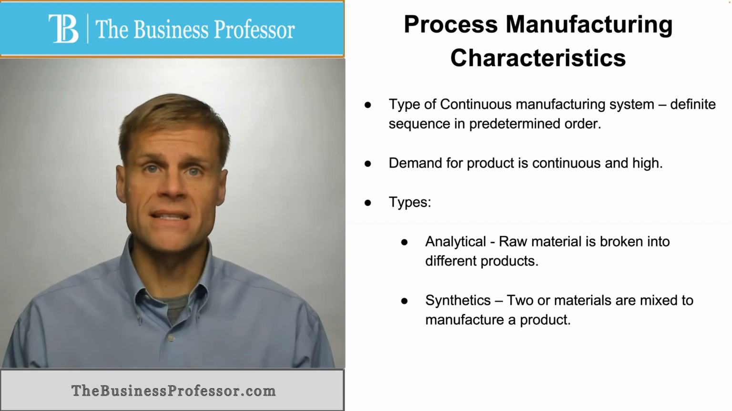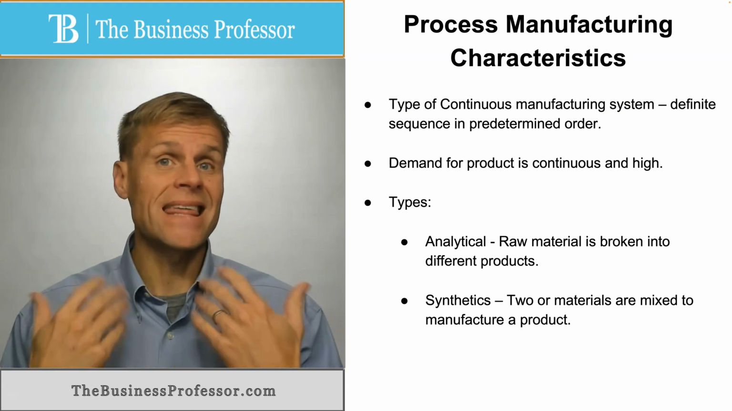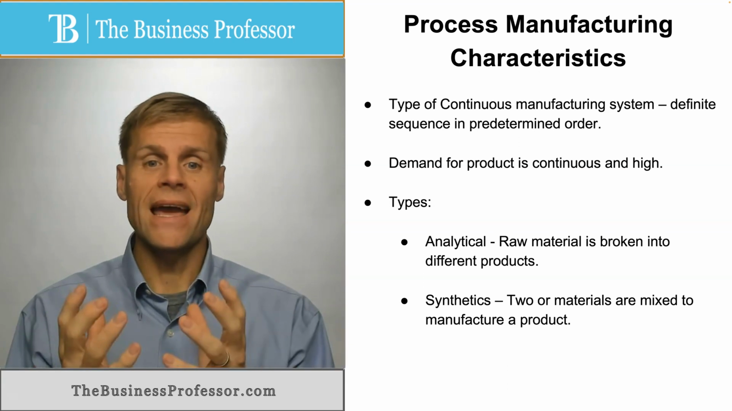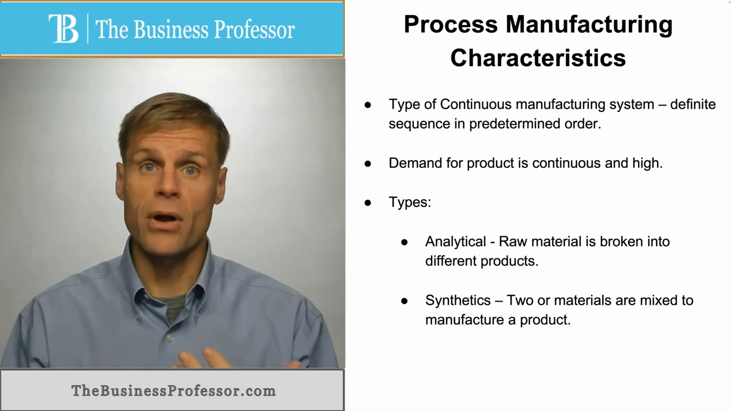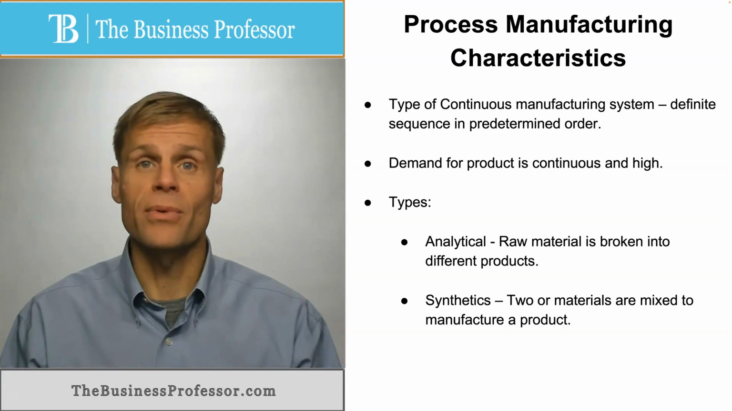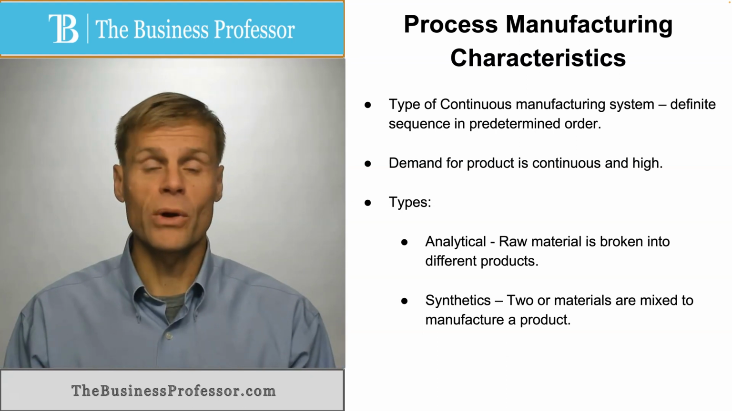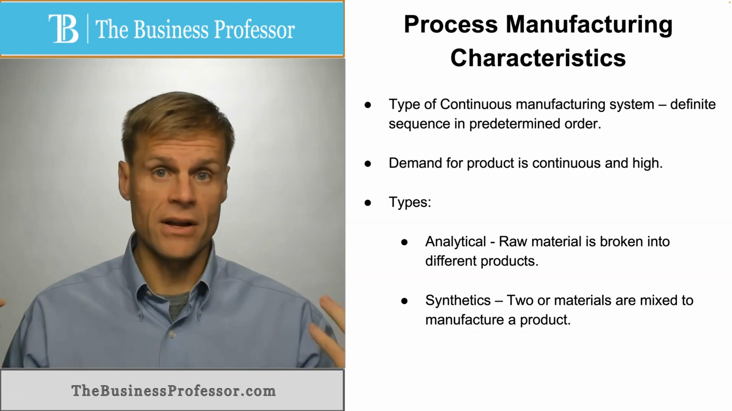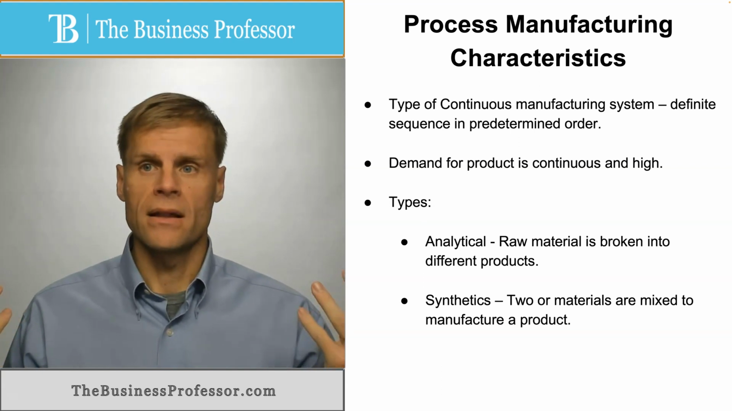Another approach to process manufacturing is called synthetics. This is where you bring together materials to create a product, and this is almost every other type of process manufacturing whereby you assemble something. Okay, it could be where you're assembling very basic raw materials, something like creating rubber.